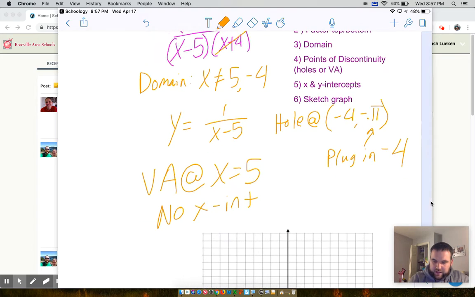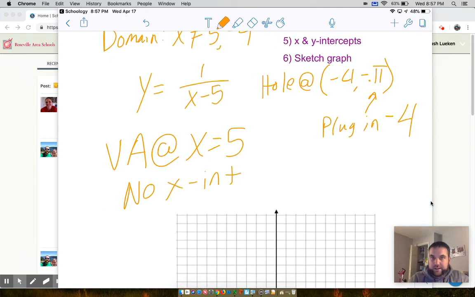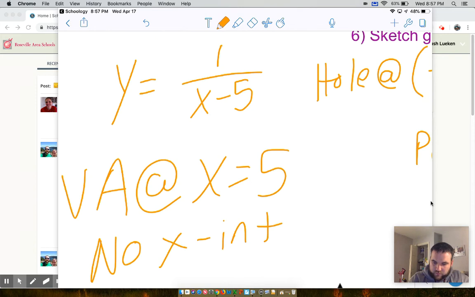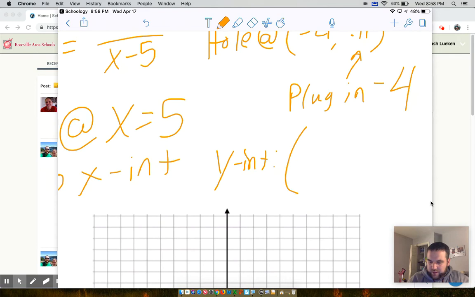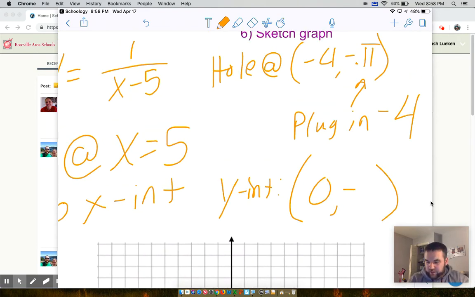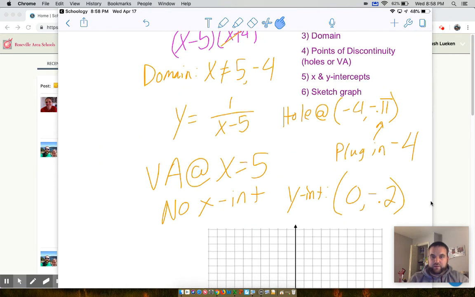And finally, to find the y-intercept, I'm going to replace x with 0. If I plug in 0 for x, I end up with 1 divided by negative 5. So my y-intercept is 0 comma 1 over negative 5, which is negative 1/5 or negative 0.2. So there's all the information that we have.